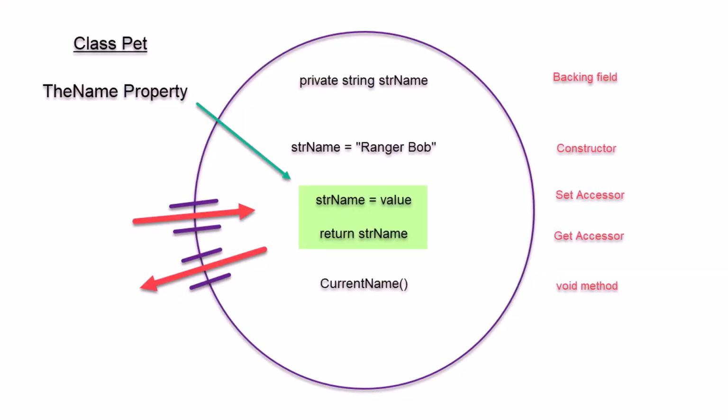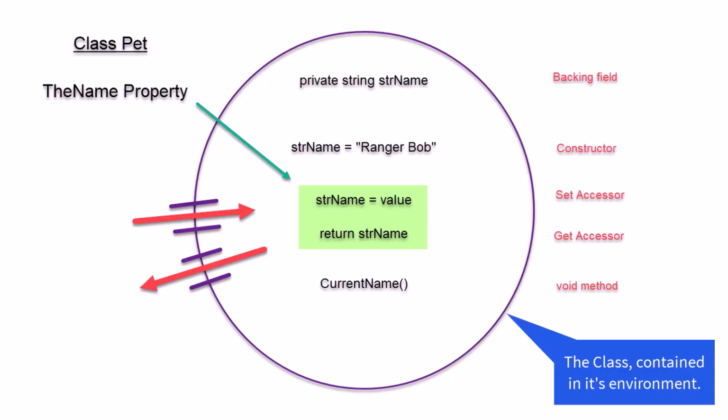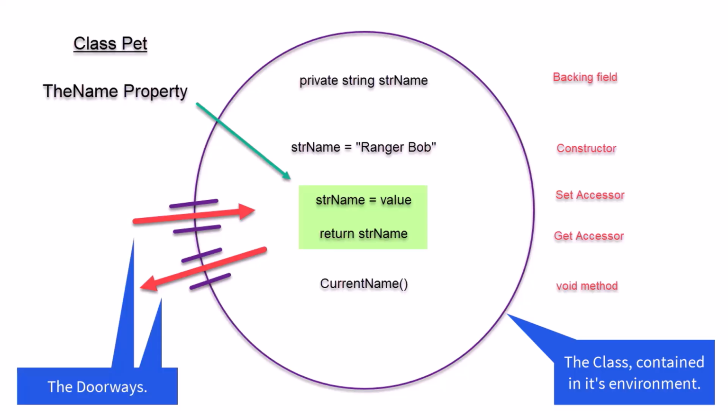I kind of drew this to give you an idea of what a class might look like when you're dealing with classes in your program. The circle represents a closed form or a closed container that doesn't allow anything else to get in there except through the doorways. And that's what the red arrows represent here. We can go in and we can go out. We have a bunch of different things on here.